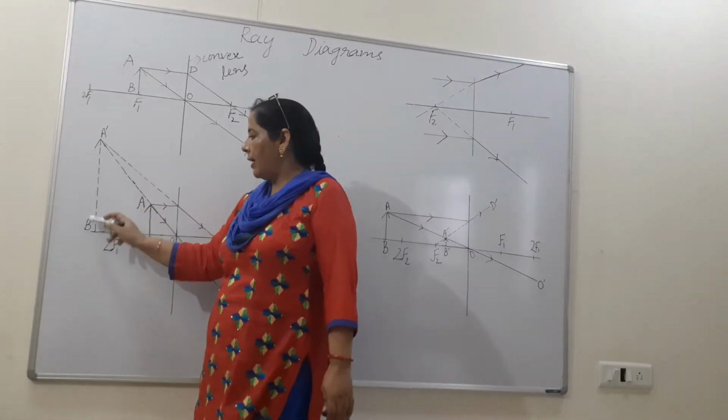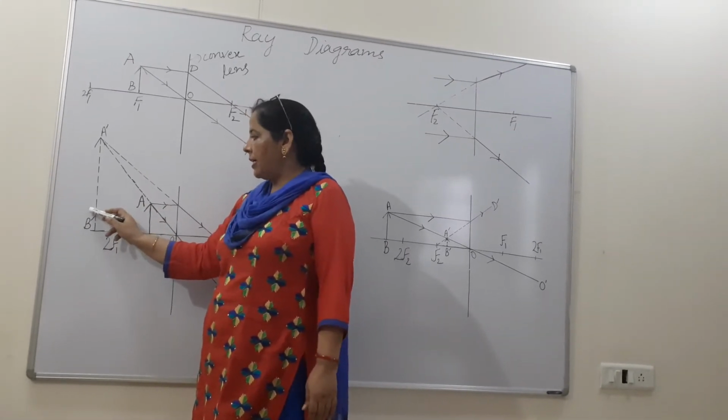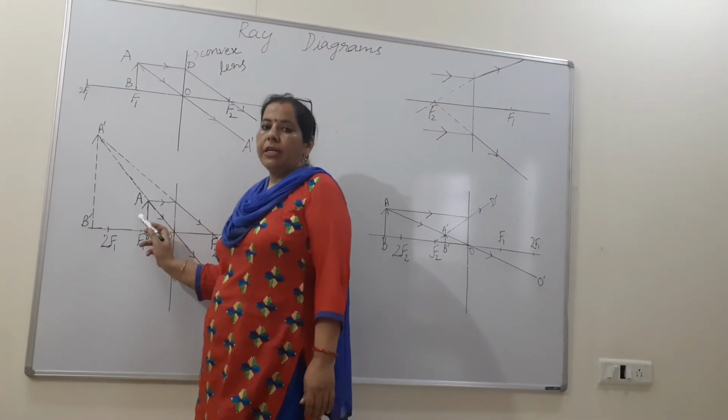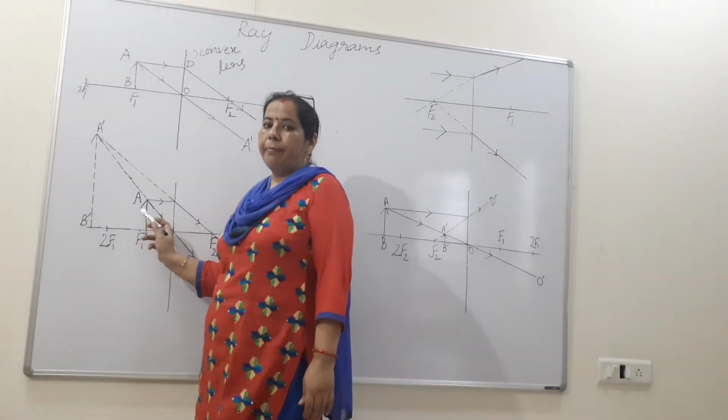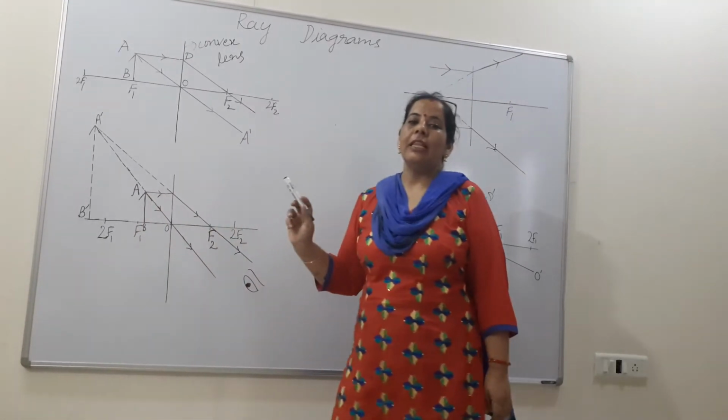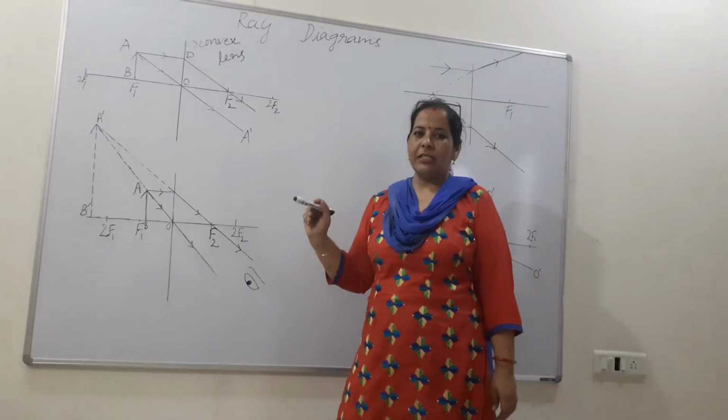And you are seeing in the diagram, the image is highly magnified compared to the object. Its size is very big, and this type of lens is used as a reading glass. You are seeing the CID.